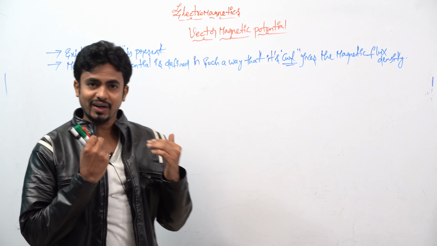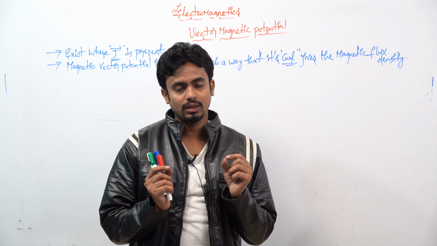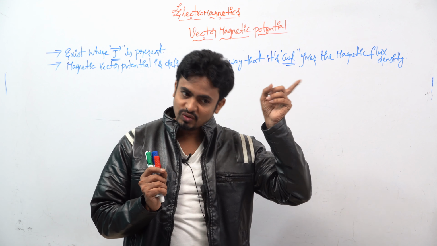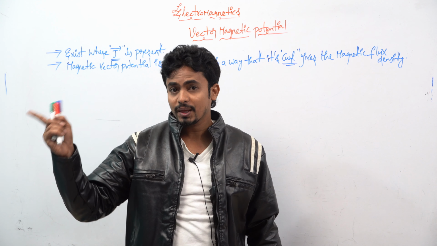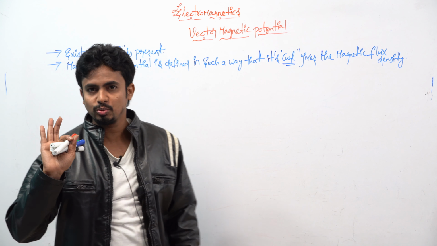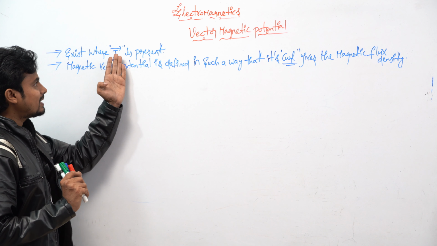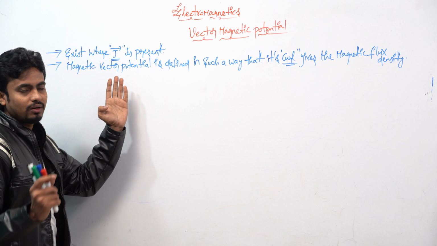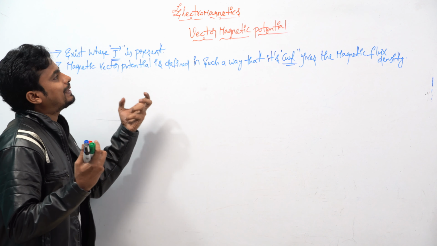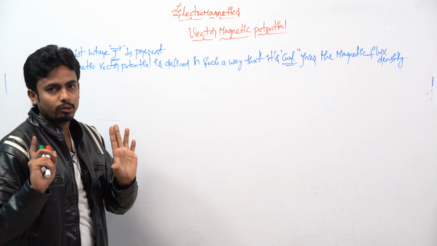In this vector magnetic potential, J bar will not be equal to 0, okay? In the scalar case, J bar is equal to 0, but in the magnetic vector potential, J bar is not equal to 0. You have to remember that carefully. Here you can see J bar is present. Whenever you take the vector magnetic potential, J bar must be present, okay?